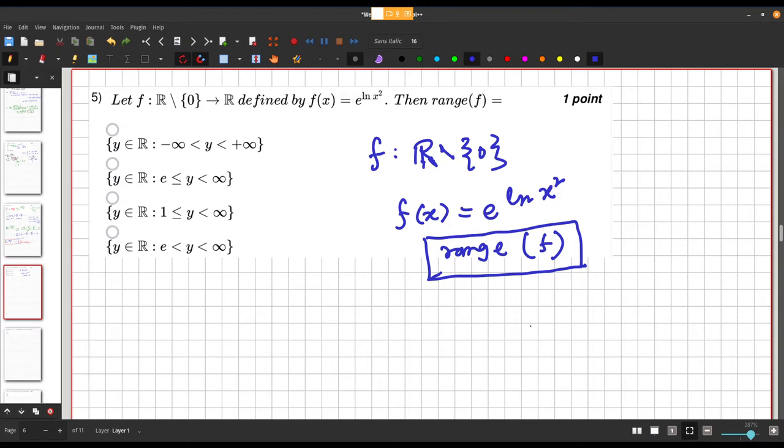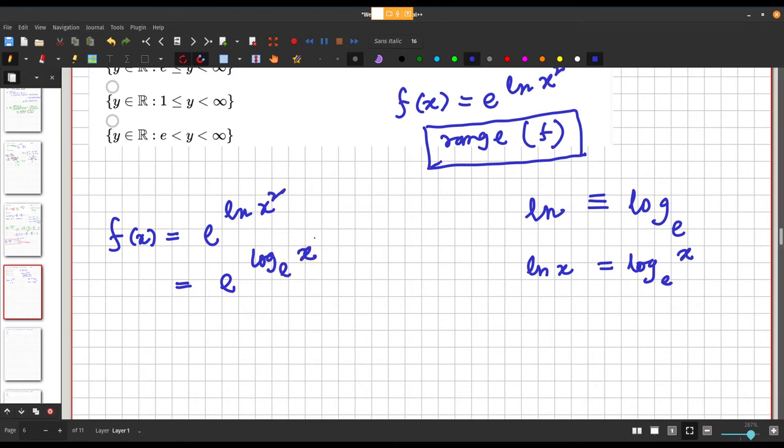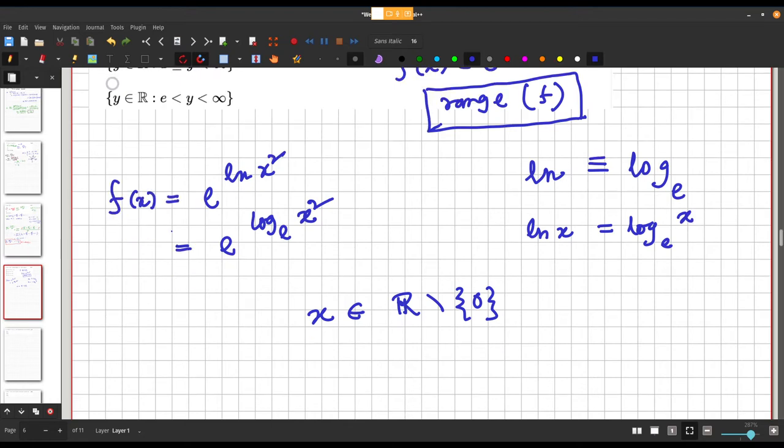Okay, so let us first see what ln is. Ln is nothing but the natural logarithm where the base is e. So we can write ln x as log x base e. So the function e to the power ln x square can be written as e to the power log e x square. So here x belongs to the set of real numbers, but x is not equal to 0. So first let us see what will be the range of x square.